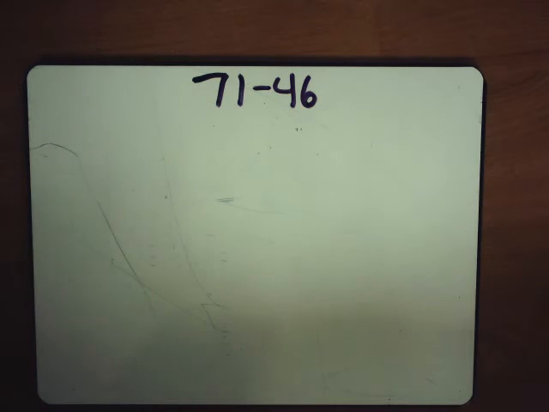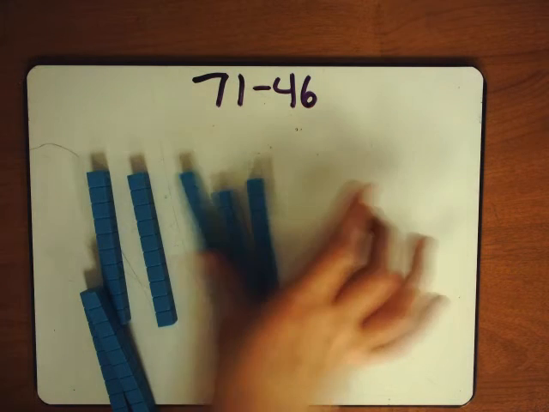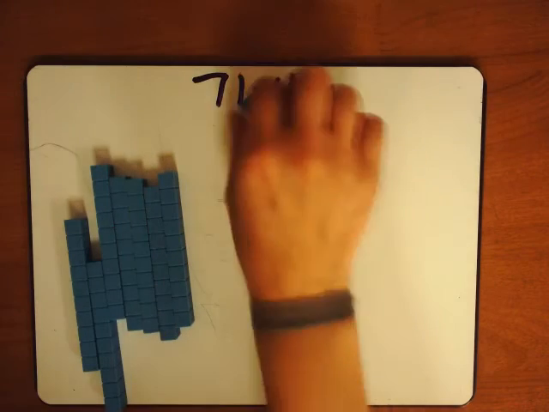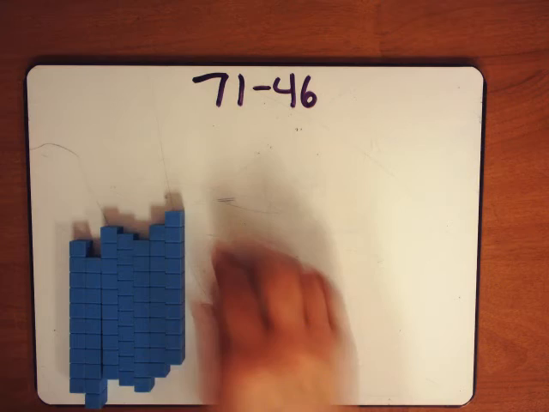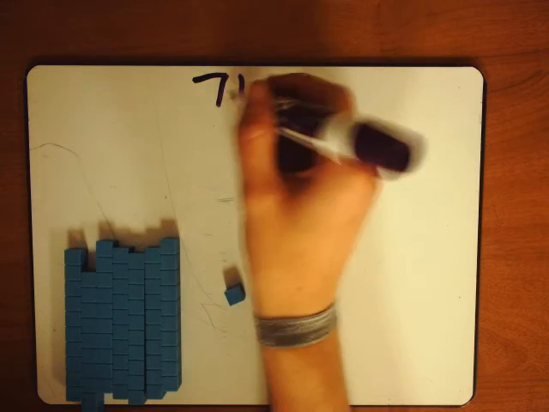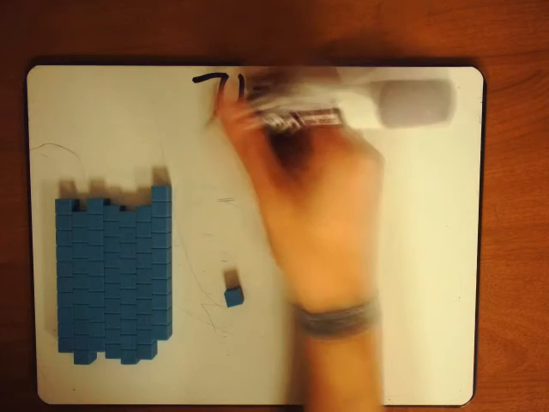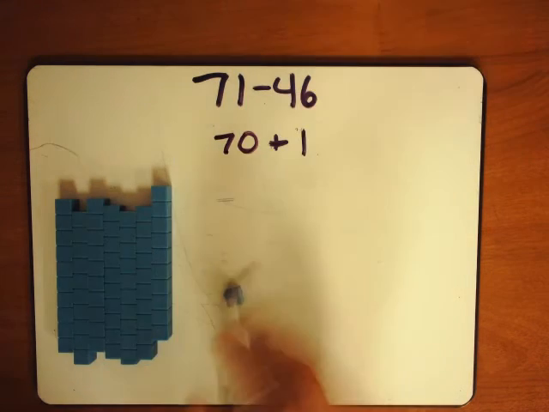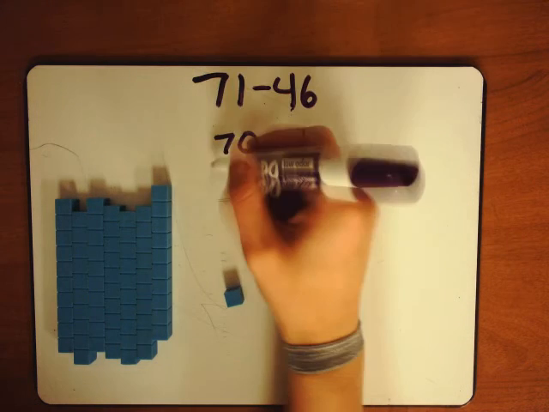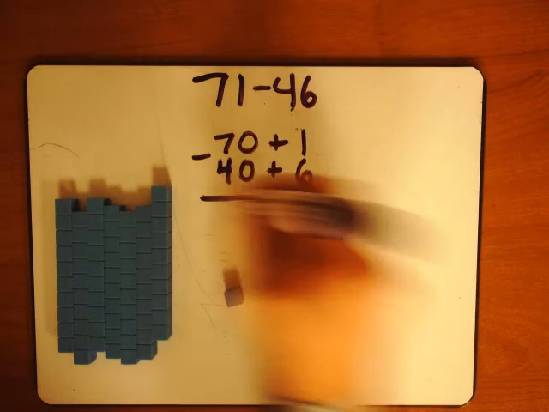So we've got 71, 1, 2, 3, 4, 5, 6, 7, and 1. Okay, the first step of expand and trade subtraction is to expand your numbers. So I've got 71, which is the same thing as 70 plus 1 right here. And I'm going to be taking away 46, which is the same thing as 40 plus 6. I'm going to be taking those away.